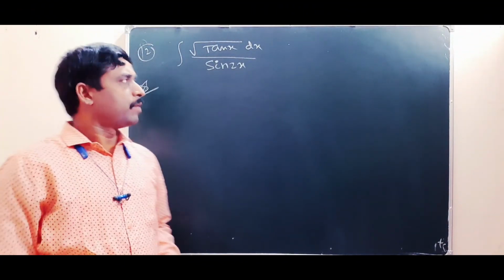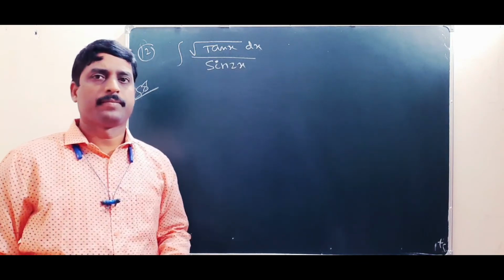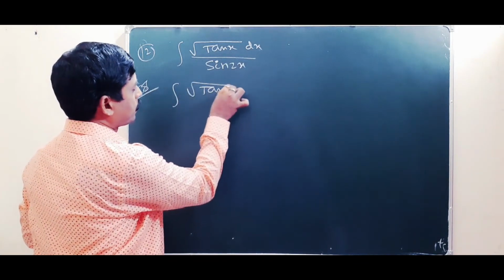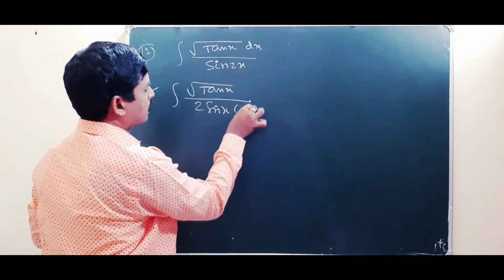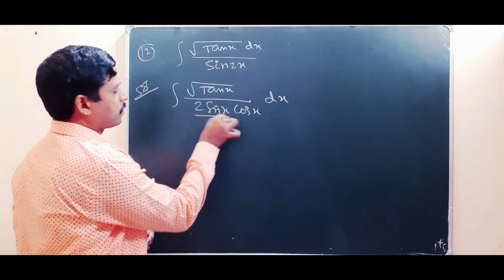Let us go to the next problem. Integral root tan x dx by sin 2x. For sin 2x, the formula we have is 2 sin x cos x. Divide and multiply by cos x.